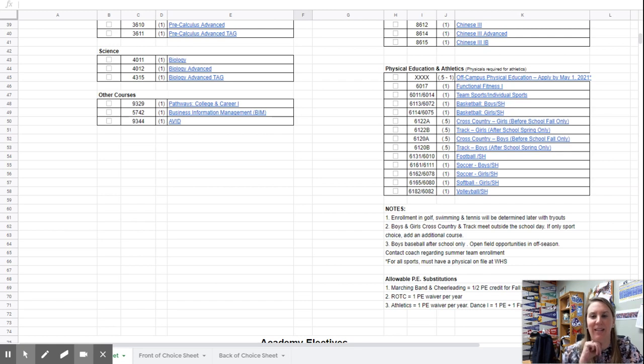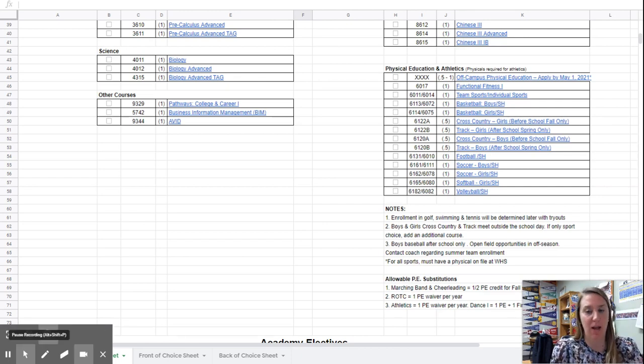So I always say, let's say you're going to try out for golf. You can put a note at the end of your course selection sheet saying, I'm going to try out for golf. If I make the golf team, please take out this elective. So you're going to sign up for 8 other courses, but let us know which class you want us to take off if you make that team.